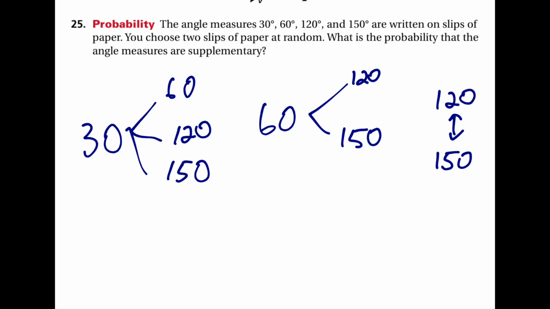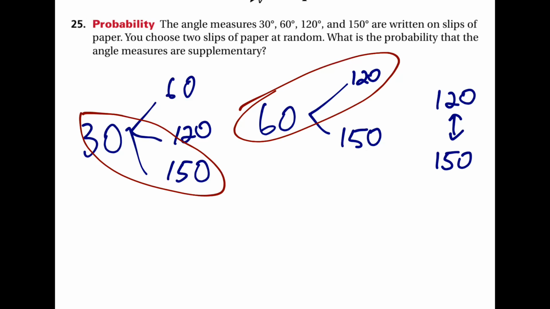For 25, a probability problem, we can start with 30 degrees and look at all the possible pairings. It could be paired with 3 different angles. And out of those, only one of them is supplementary. Then we can take 60 degrees, and ignoring the repeats, the only one that is supplementary here is 60 and 120. So we have 2 out of a possible 6. We can reduce that to 1/3.